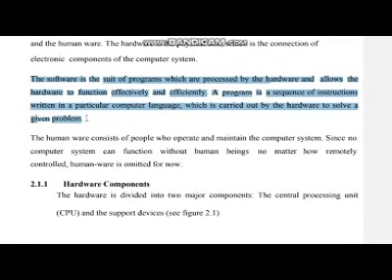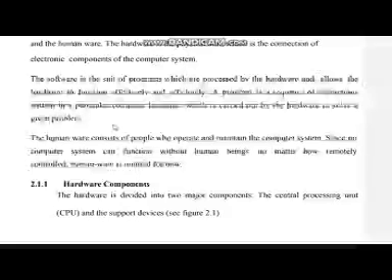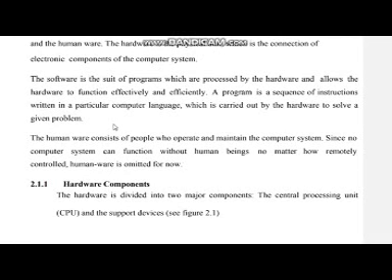Now, the software, you can write this also. The software is the suite of programs which is processed by the hardware and allows the hardware to function effectively and efficiently. A program is a sequence of instructions written in a particular computer language, which is carried out by the hardware to solve a given problem.